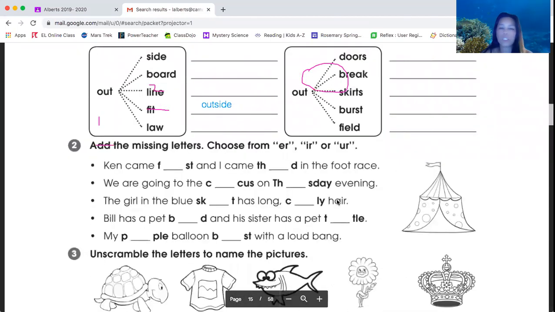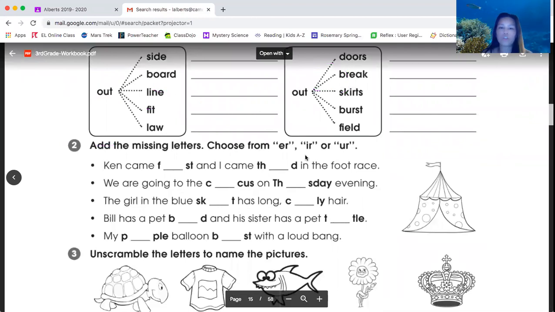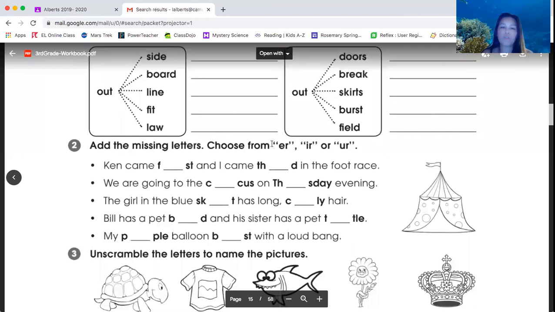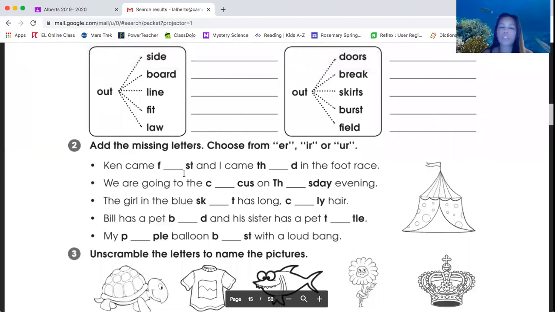Question number 2, it says add the missing letters, and you're going to choose from ear, So Ken came blank, and I came blank in the foot race. So we have to think, what goes in there? Is it going to be F-E-R-S-T, first? It sounds like first, but I know it's not spelled correctly. How about I-R, first, F-I-R-S-T. So Ken came in first, and I came in third. So they're both IRs for that one.